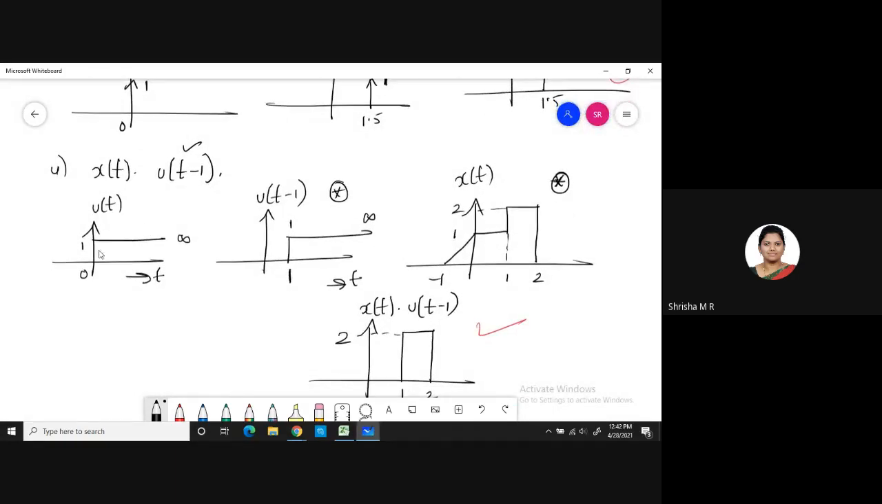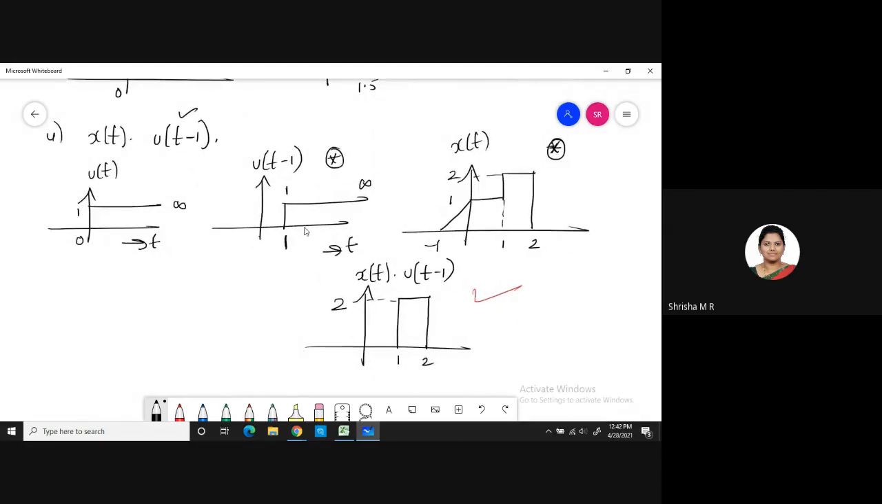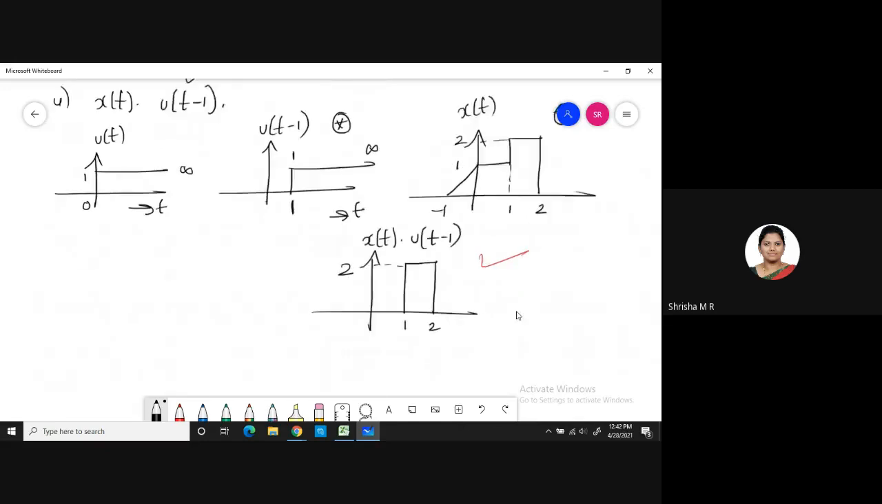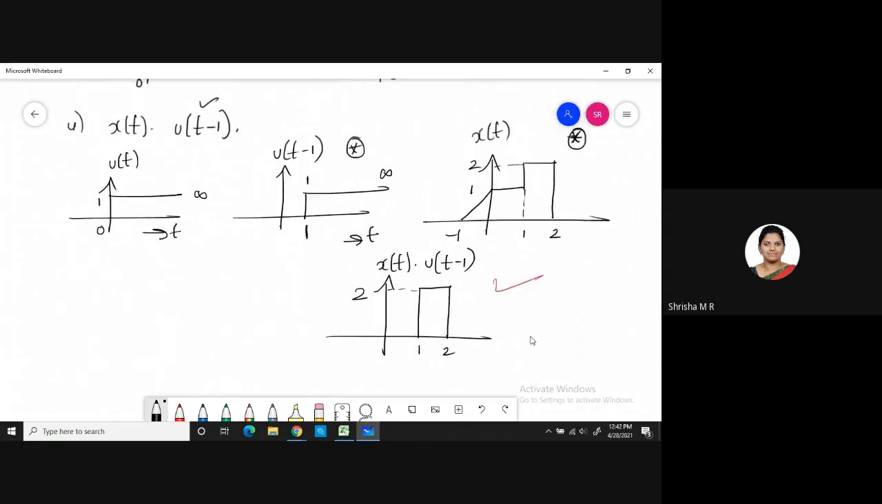u of t is a signal from 0 up to infinity with an amplitude 1. u of t minus 1 is a signal starting from 1. K is negative, so right shifting, the signal is occurring 1 second late, starting from 1 and going up to infinity. Now multiply this with x of t. What is the overlapping space? It is only from 1 to 2. Before that you have 0, and 0 multiplied with this is 0. Only from 1 to 2 you have a signal with an amplitude 2. Got it, everyone? Understood?